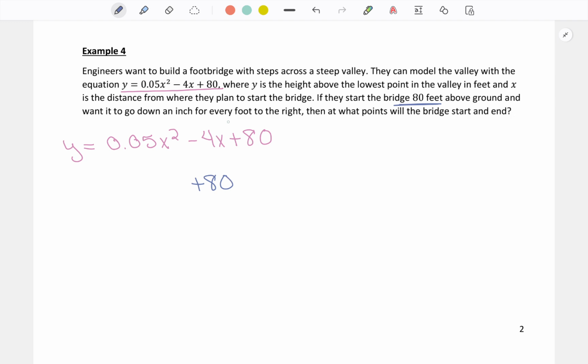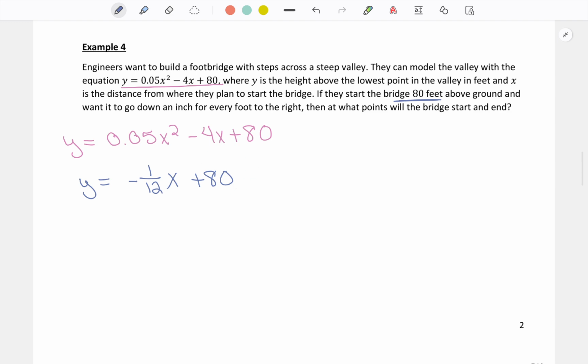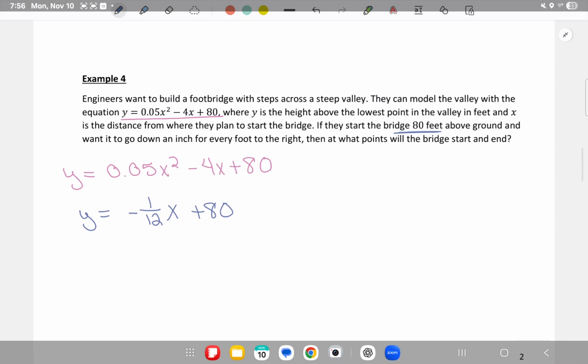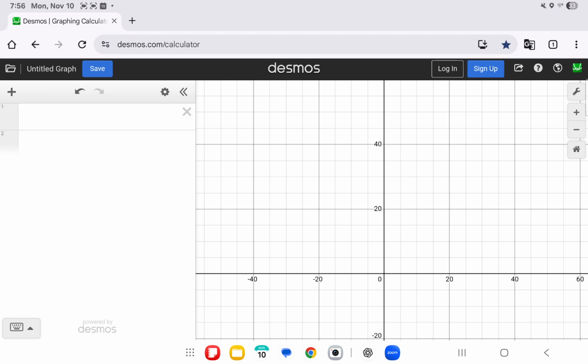And then they want it to go down an inch for every foot to the right. So that is 1 inch over for every foot. Every foot is 12 inches, so that could be our slope. Since it's -1/12, it's in terms of feet, so we don't need to do anything to the 80. So we could actually put this in our graph and then be able to solve it.